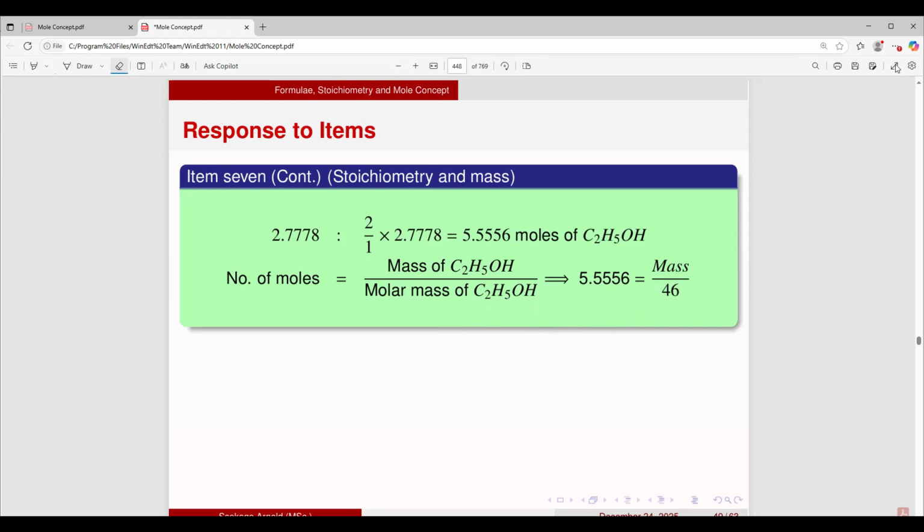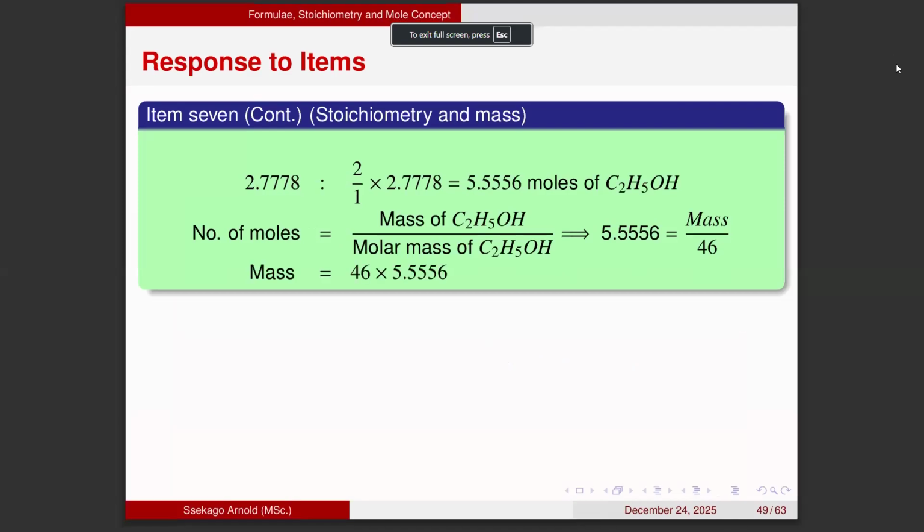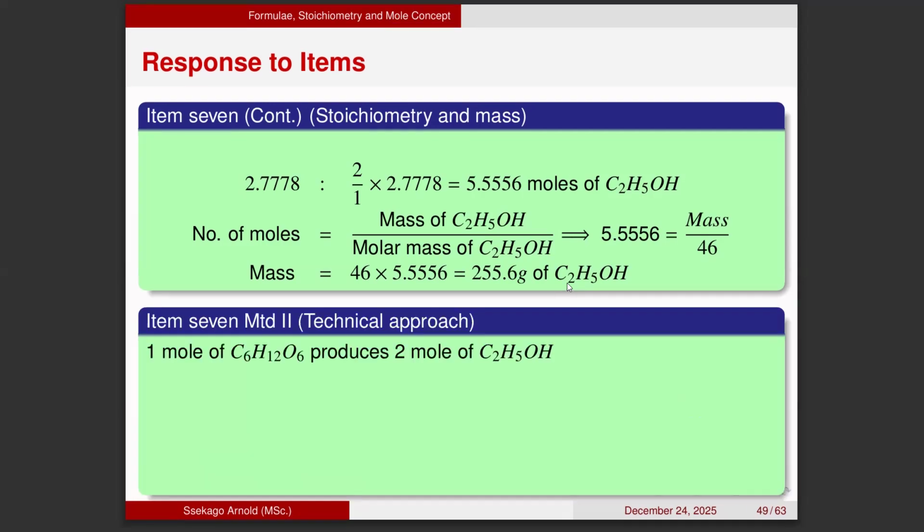So making mass the subject, we shall have mass equals 46 times 5.5556, and this gives 255.6 grams of ethanol. This is approach 1 to item 7. The technical approach to item 7, we use the given equation directly. What does the equation stipulate? The equation stipulates that 1 mole of glucose produces 2 moles of ethanol.